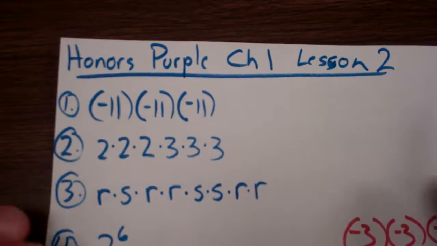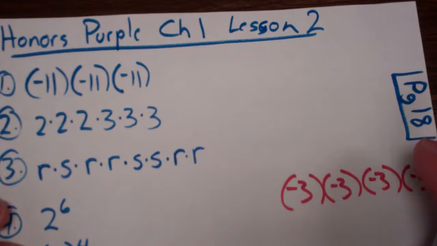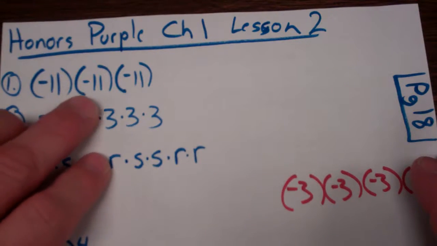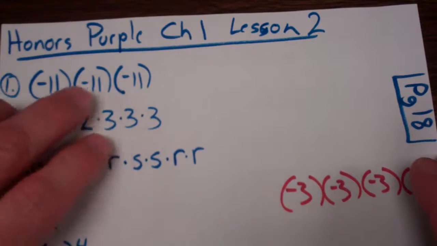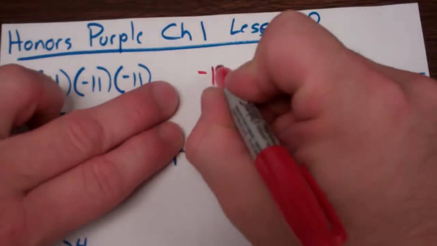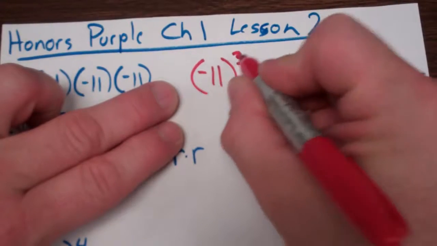The instructions for guided practice on page 18 state that in this first section they want us to write it using exponents. So this would be -11 to the 1, 2, 3 power. They're using this as a factor 3 times, so I would write that as -11 to the 3rd power.